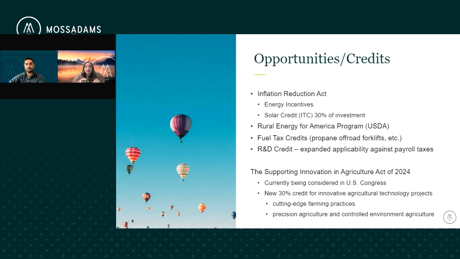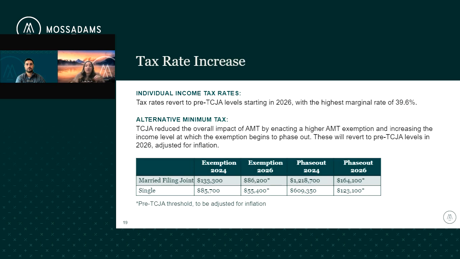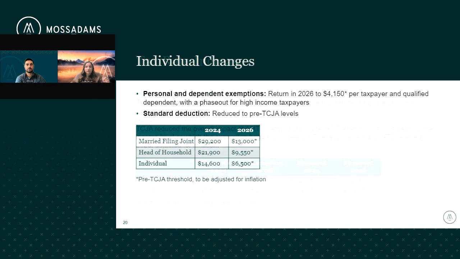One thing we do want to note is that there is a bill currently in Congress right now, and it's called the Supporting Innovation in Agriculture Act of 2024. It's not law, it's just out there. And what they're trying to do is create a new 30% credit for innovative agriculture technology projects. It's kind of a short bill, but it's out there. Who knows what will happen with it? We just wanted to make sure our clients and everyone who's attending today knows that it's out there. Again, in the essence of time, there's individual provisions, things that are changing. We don't need to go into detail. The slides are there for you to look over if you have questions.